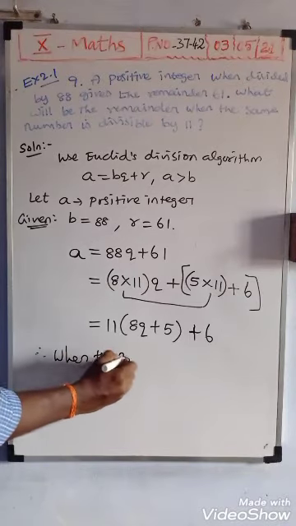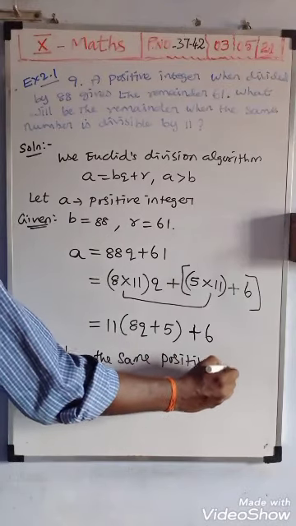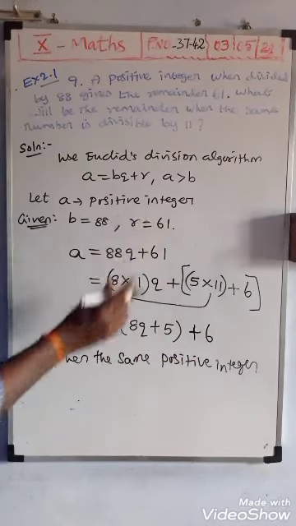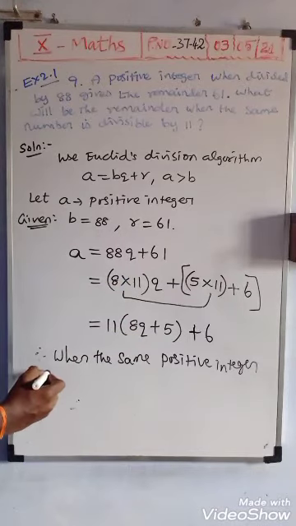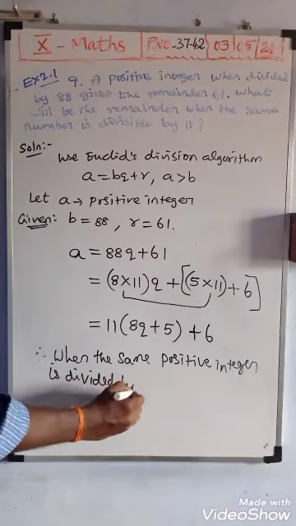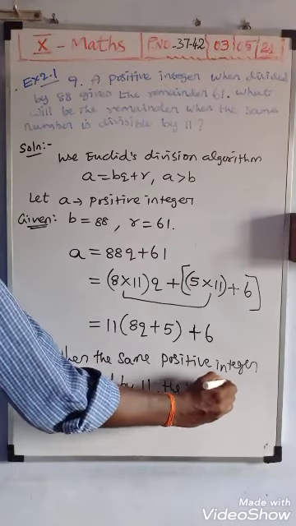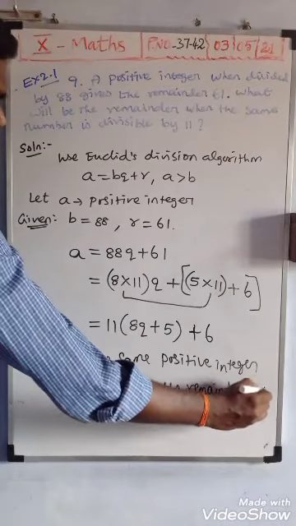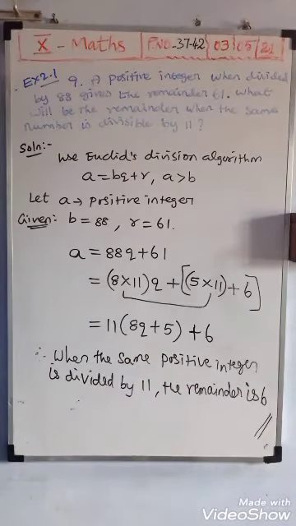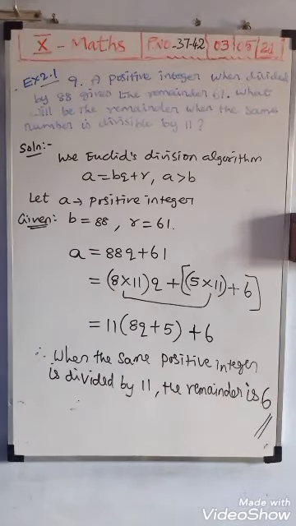When the same positive integer, that is A, is called a positive integer here. So let the same positive integer be divided by 11, the remainder is 6. Okay, the remainder is 6. This is the answer. That's all. Here we want to find the remainder only. Therefore the remainder is 6.